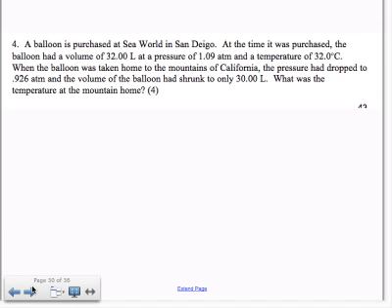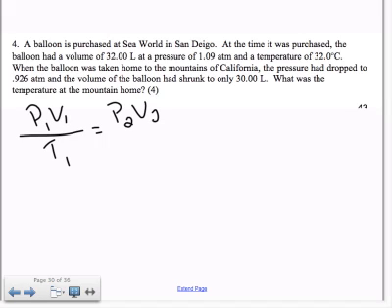All right, one more gas law problem here. Actually, two more coming up. This is what's called the combined gas law. It's got pressure, volume, and temperature. So P1 times V1 over T1 is equal to P2 times V2 over T2.